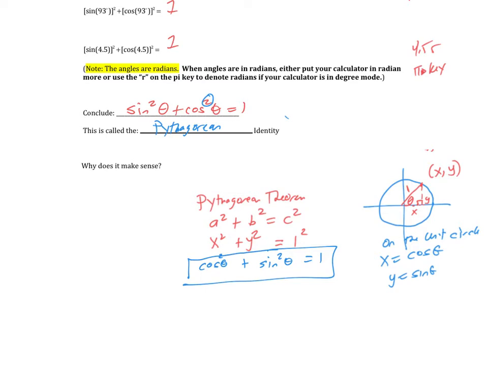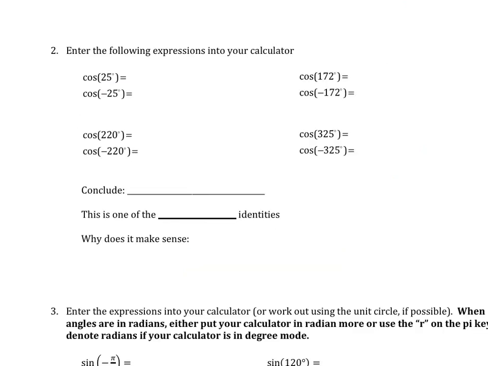Okay, we're going to flip to the next page now, and we're going to explore some other identities. So you should go ahead and enter these trigonometric expressions into your calculator to evaluate them. These are all in degrees, so you don't have to worry about radians here. But go ahead and calculate all of these values and then come back to the video.